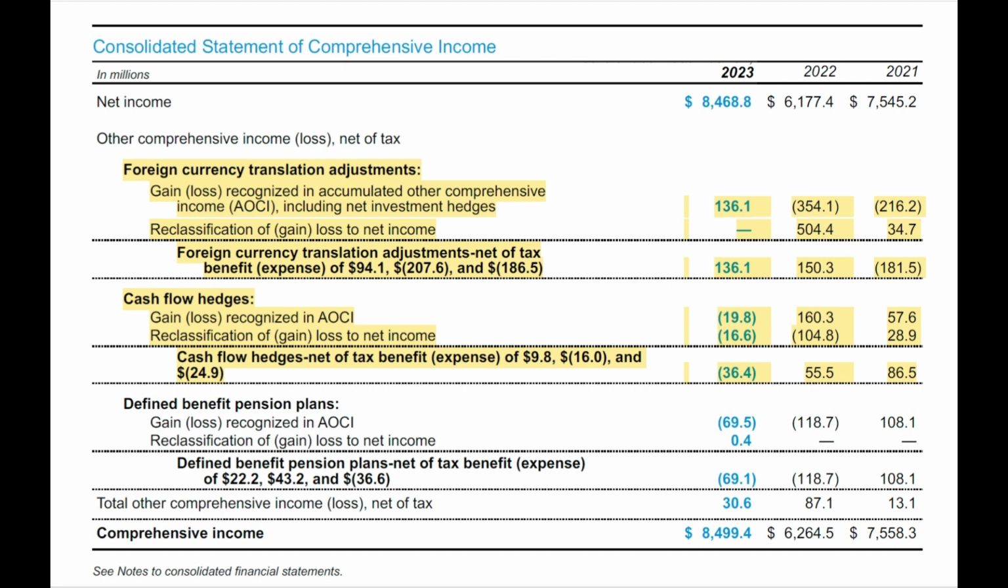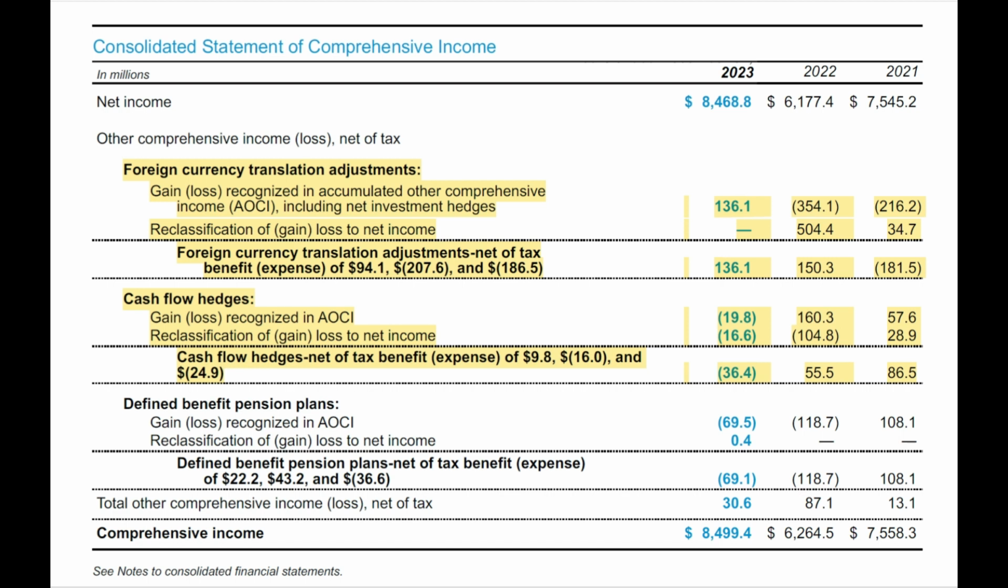Below that, we have cash flow hedges. This is the result of hedging activity. With hedges, your goal is really not to make money. You're not trying to make money. You're not trying to lose money either. You're basically trying to net your exposure to zero if you do a good enough job with it.